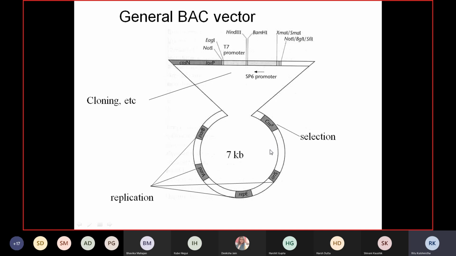Then what we do have is chloramphenicol selection. In this example, this particular selection is there, but now many different BAC vectors are available from the market, which have different selections. So this is an antibiotic selection. Then we have the sites where you can clone your gene of interest. For example, in the early vectors, it was just HindIII and BamHI. But the new battery of BAC vectors have much bigger options for multiple cloning sites.